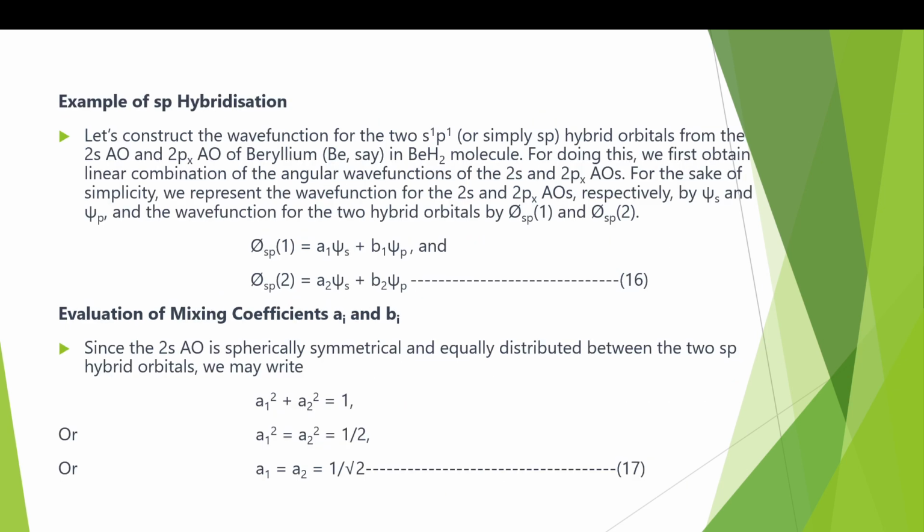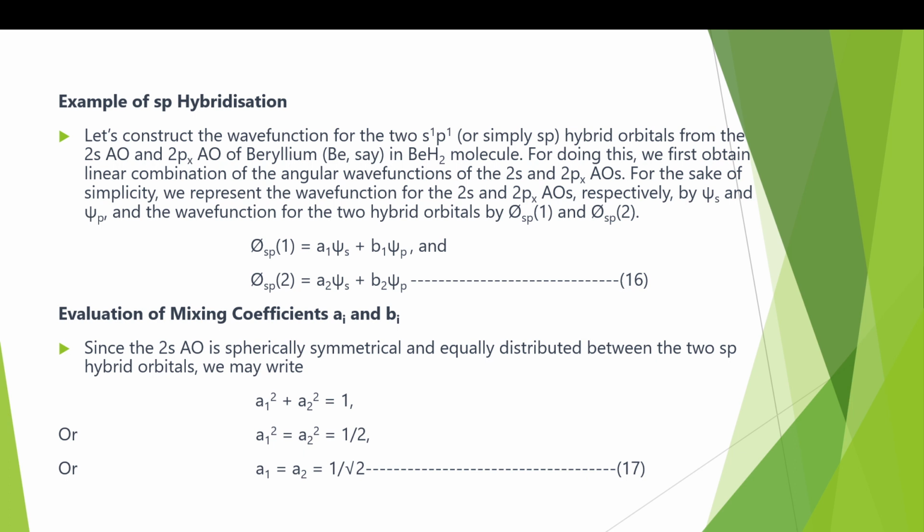Now we take up the example of sp hybridization. Very simple case, because first we have discussed sp3. We have learned all the methodologies, approximations, assumptions, etc. So here for sp hybridization, the process is very simple. Let us construct the wave function for the two sp hybrid orbitals from the 2s atomic orbital and 2px atomic orbital. Say for example, beryllium as in Be2 molecule.